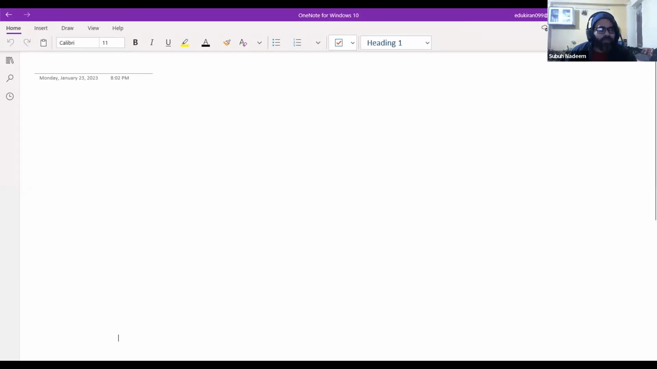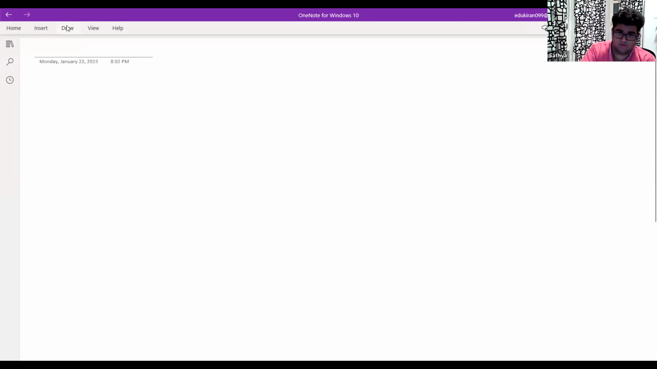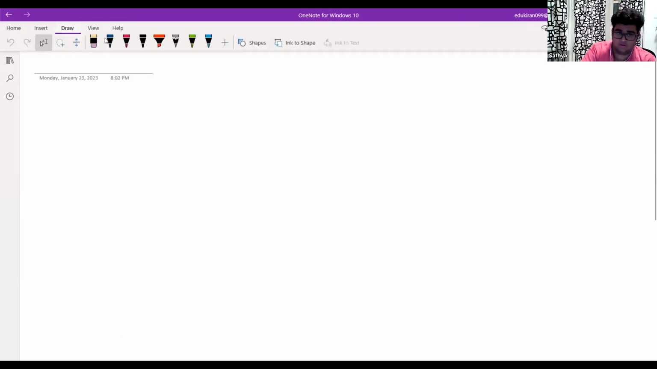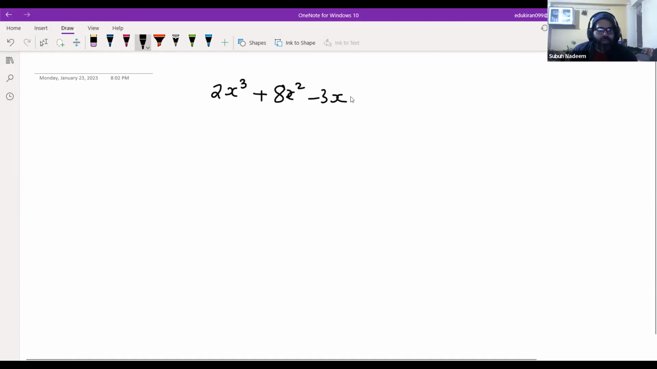What are the roots? Can you tell me once? Plus or minus 1 by 2. Sorry, not the root, the equation. What is the equation? It is 2x cube plus 8x square minus 3x minus 12, and this is equal to 0. The polynomial P(x) is 2x cube plus 8x square minus 3x minus 12.